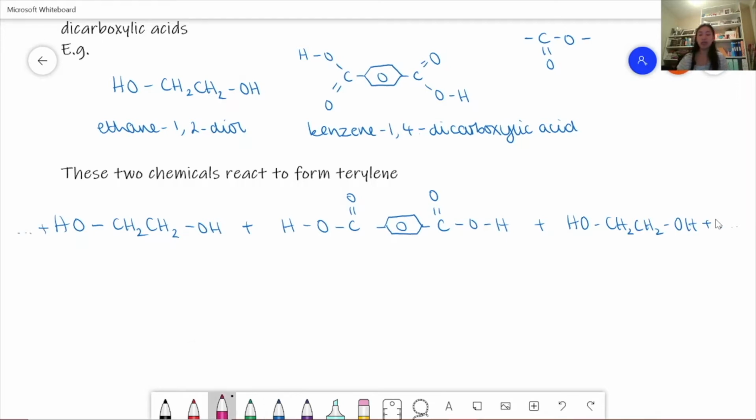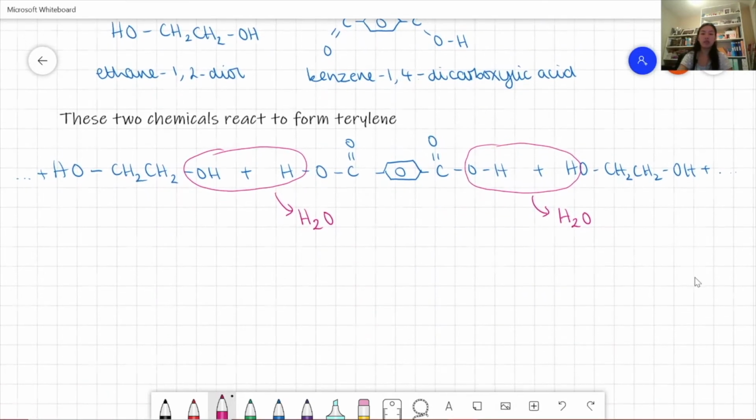What we're doing is we're removing waters. So we're removing this water here. So this water comes out in the condensation polymerization. And this water also comes out as well. And so on down the line. And so the polymer we form is one that looks like this.